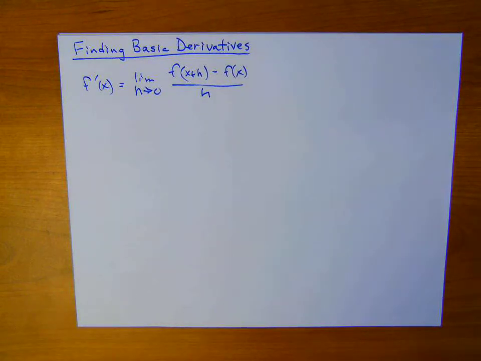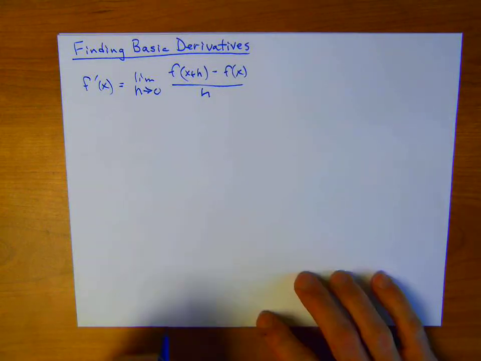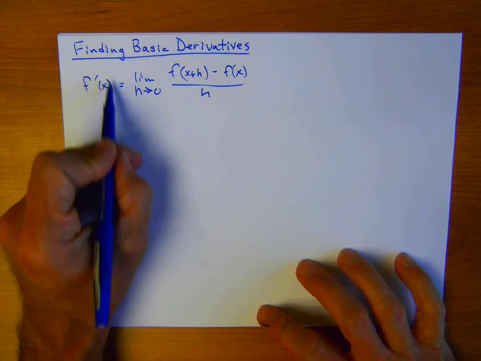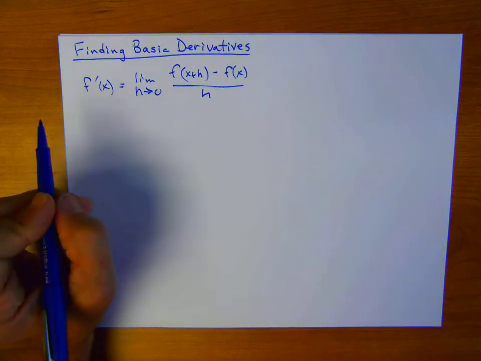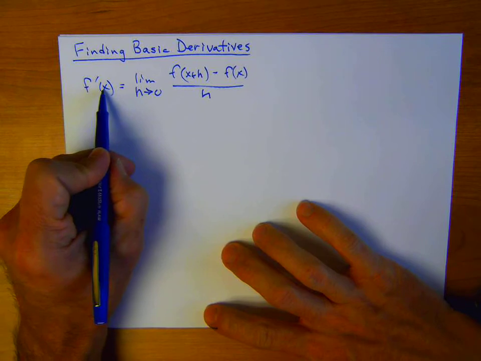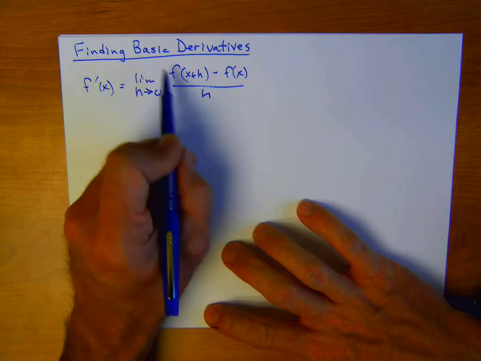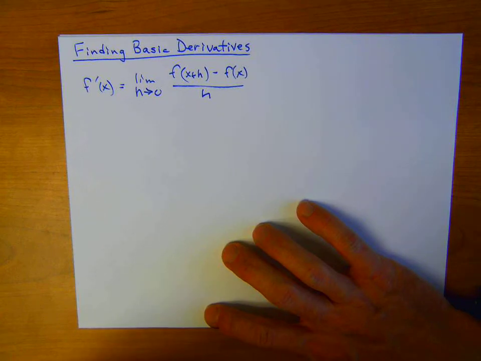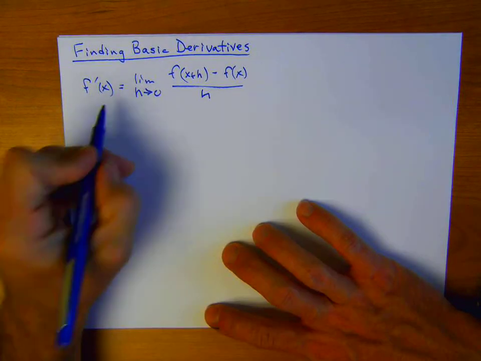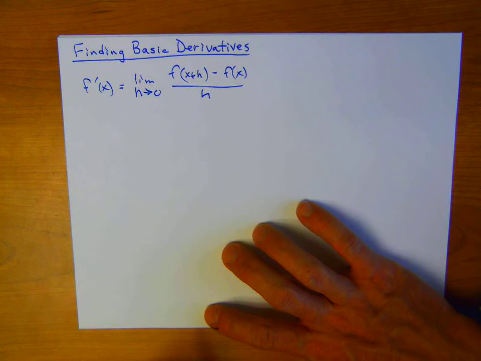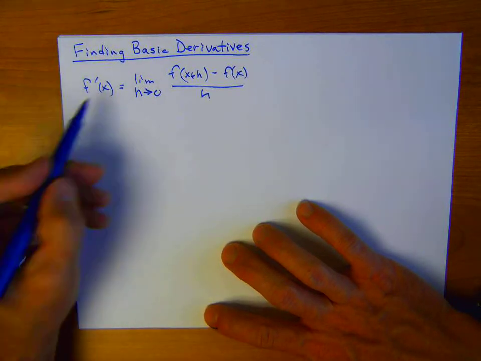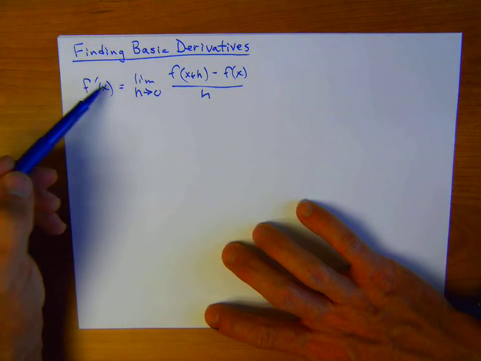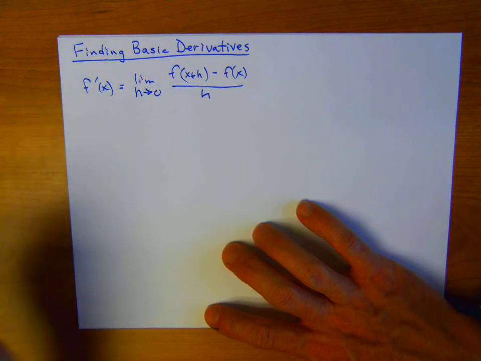In this lecture, I want to talk about how to find some basic derivatives. Recall that this is the derivative of f with respect to x. This is a function, and it'll give us a function that we could use to find the slope of the tangent line at any point x in the domain of f. Well, to be more specific, any point x in the domain of f where f is differentiable.